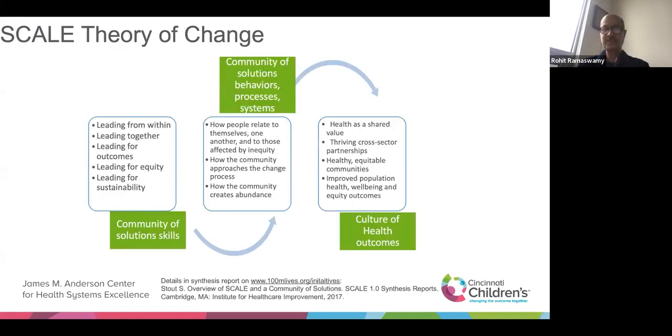So the theory of change for the SCALE initiative was to essentially build a set of skills in each of these community coalitions that was called the Community of Solution skills. And these skills were a variety. They involved a set of action-oriented training programs, along with a strong support system that provided coaching and mentoring for individual communities and across teams between these learning sessions.